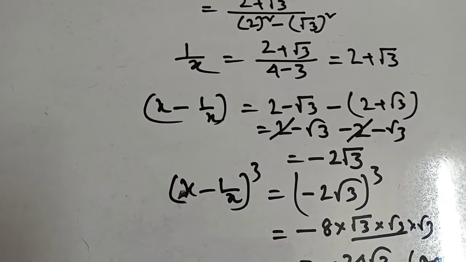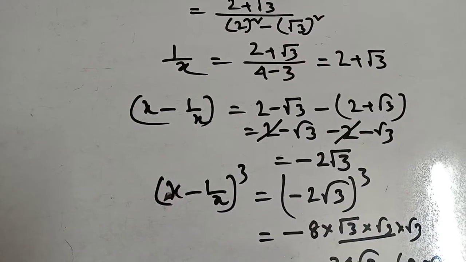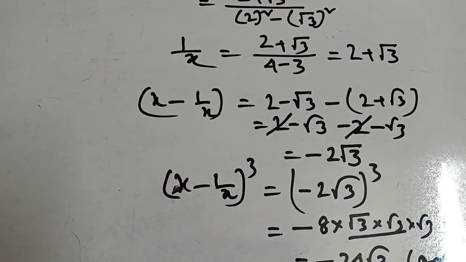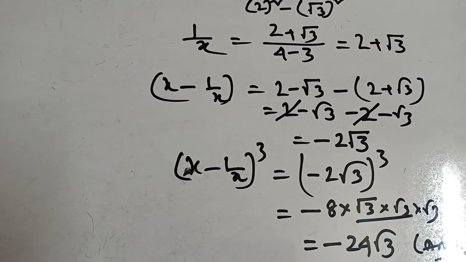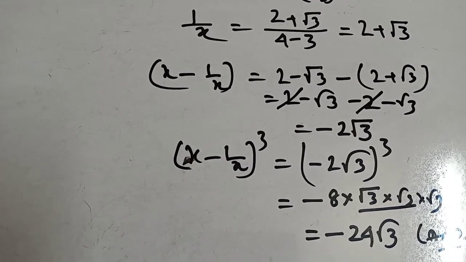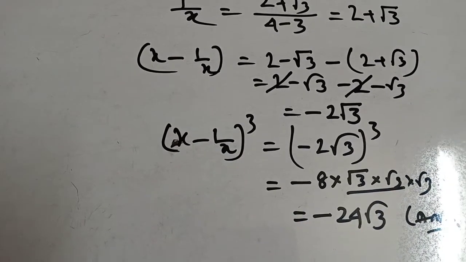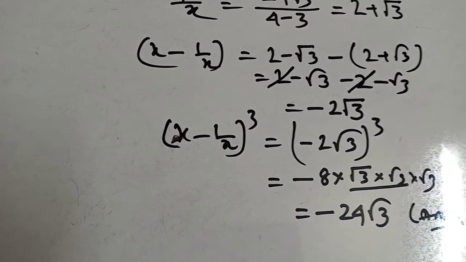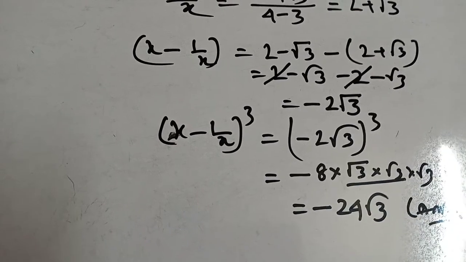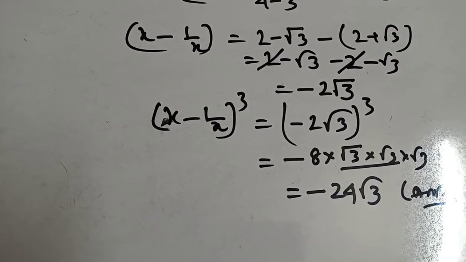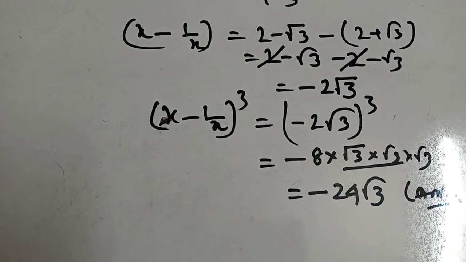Now you find x minus 1 by x. x means 2 minus root 3, and 1 upon x value is 2 plus root 3. Now remove the bracket. 2 minus root 3 minus 2 minus root 3. 2 minus 2 cancel. It will be minus 2 root 3. Now putting the value, (x minus 1 by x) whole cube, it will be (minus 2 root 3) whole cube, that means minus 1 whole cube means minus, 2 cube that means 8, into root 3 cube means root 3 into root 3, root 3 into root 3, that means 3, 8 into 3, 24 root 3. This is the answer. Okay.